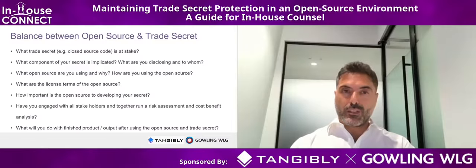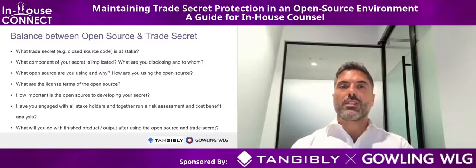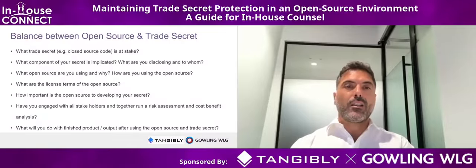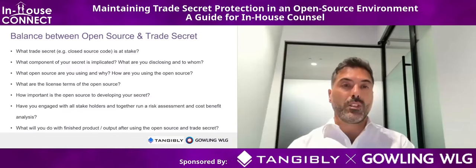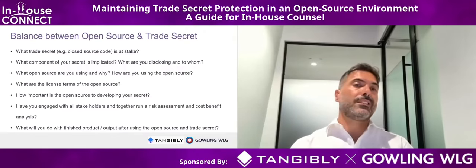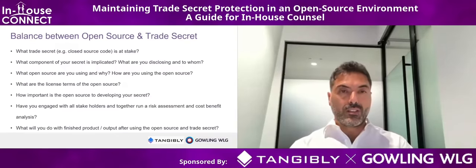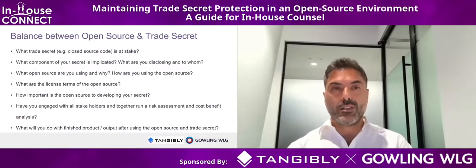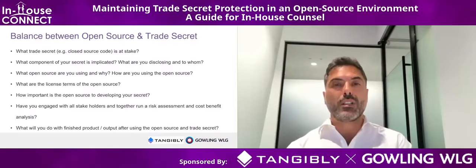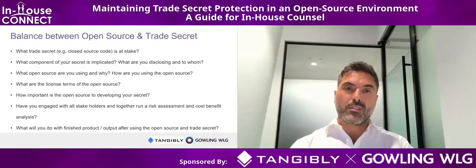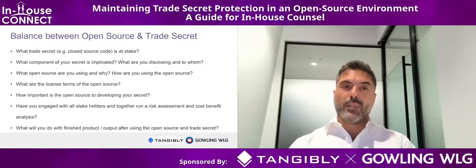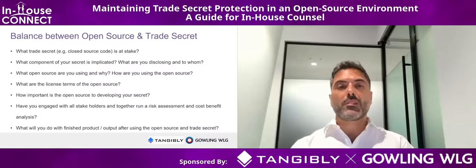And going back to what I just mentioned, what component of your secret are you implicating? And who are you disclosing it to? Why are you disclosing it? And what open source are you using? And how are you going to be using the open source? Are you just going to be using it internally within your own organization? So you're not going to be using it externally. You will not be commercially marketing or distributing the output. More importantly, what are the license terms of the open source, which we just covered? Again, going back to the point that I just mentioned, how important is the open source to developing your secrets?